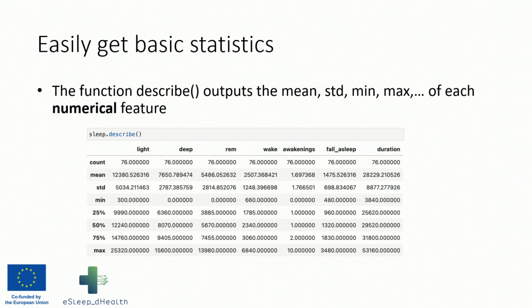Then there's a very useful function called describe. It outputs some basic statistics, including mean, standard deviation, minimum, maximum, and some quartiles, but it only does that for the numerical features. So when I apply this to our sleep data frame, I just type sleep.describe, open bracket, close bracket. We get an overview of the average duration in light sleep, deep sleep, and so on. And it's usually a very nice way to get a first feeling for your data.